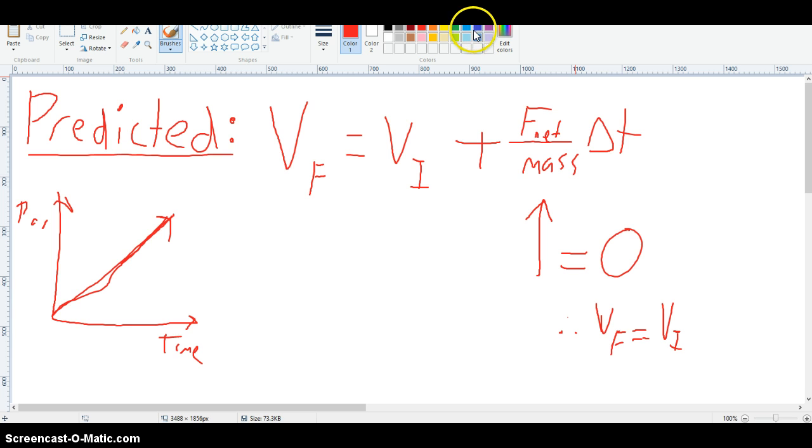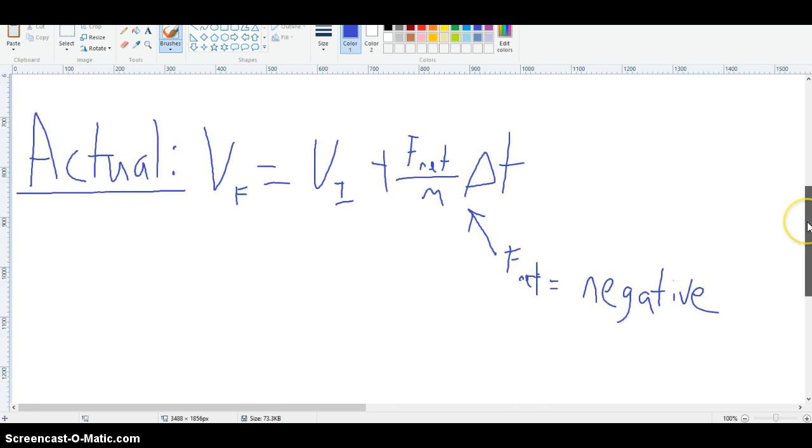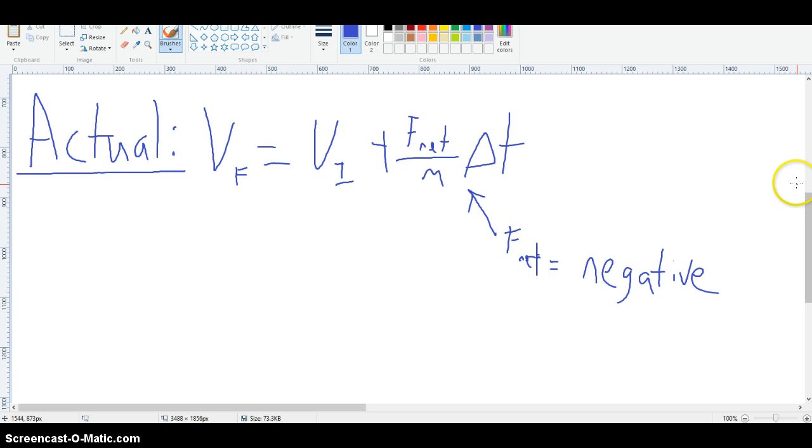But, as we could tell from our Excel graph, that was not the case. The reason is that for our actual values, the net force is going to be negative. With a negative net force, the final velocity is going to get slower throughout time. What this would look like is eventually the velocity would get to 0 as our net force slows down our object completely due to friction and air resistance.